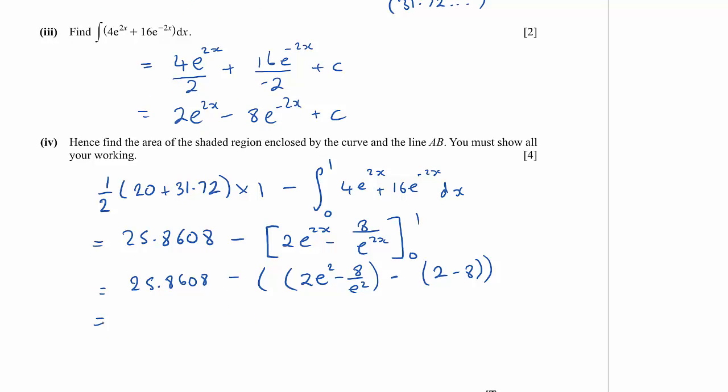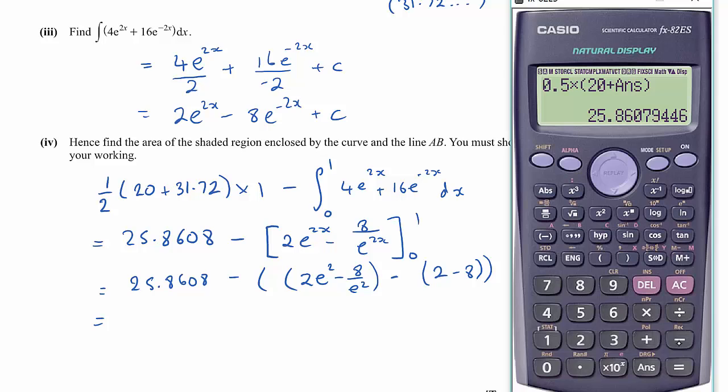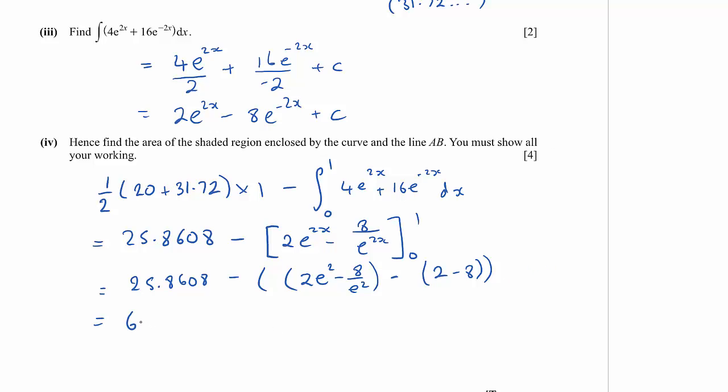So I think we can do that pretty much as one calculation now. We've stepped it out enough, we've shown what we're doing. So we've got our last answer, take away, so in this bracket I want 2 multiplied by e squared, take away 8 divided by e squared, and then we're going to take away essentially -6. And that gives me 6.17 square units to 2 decimal places.